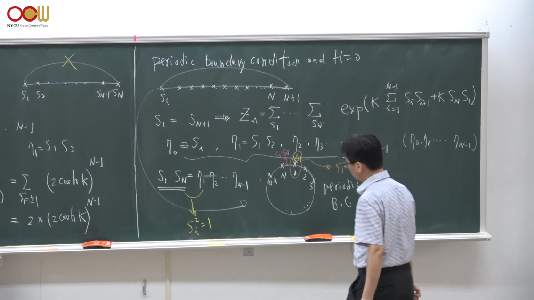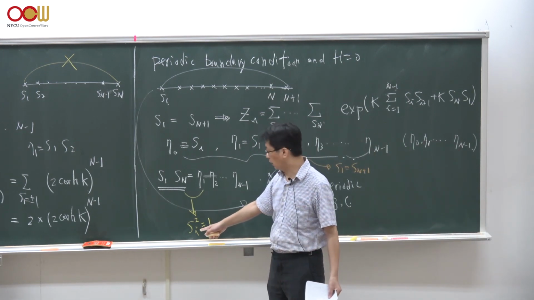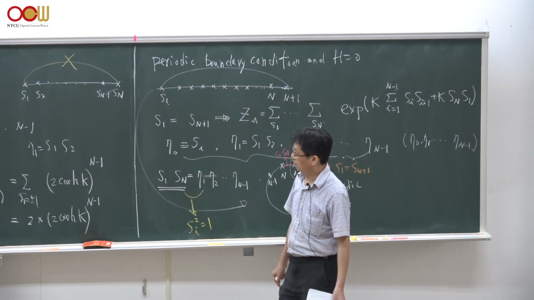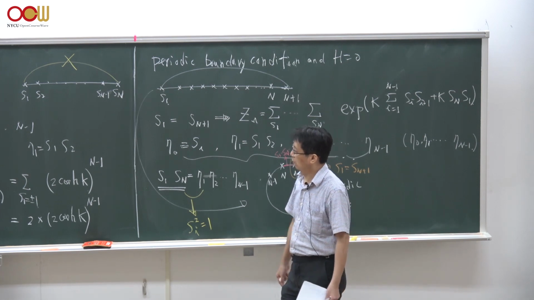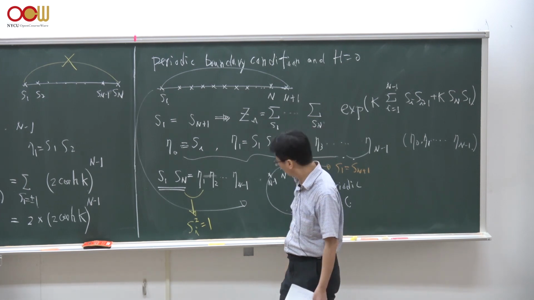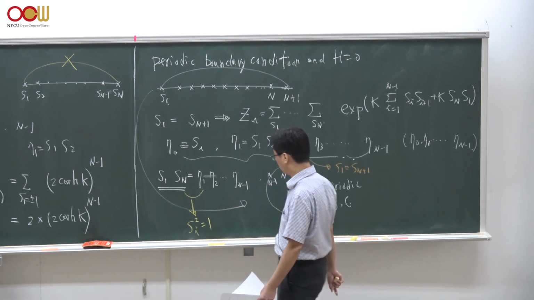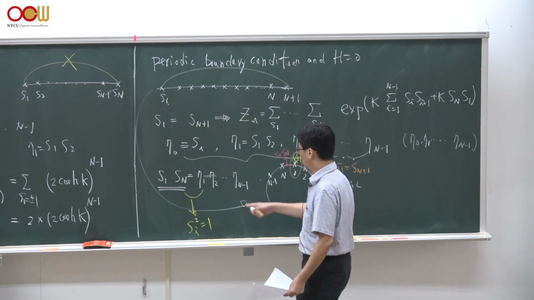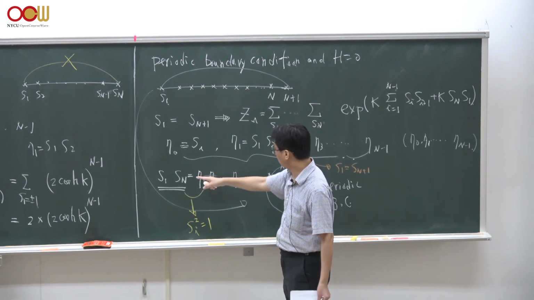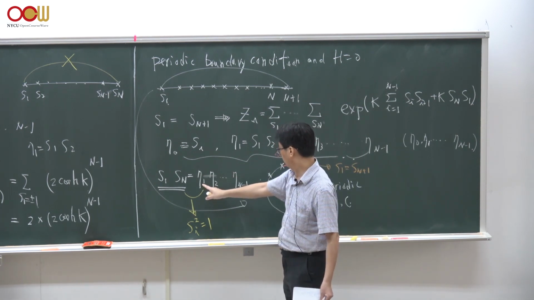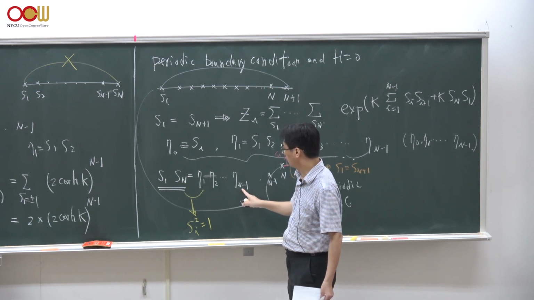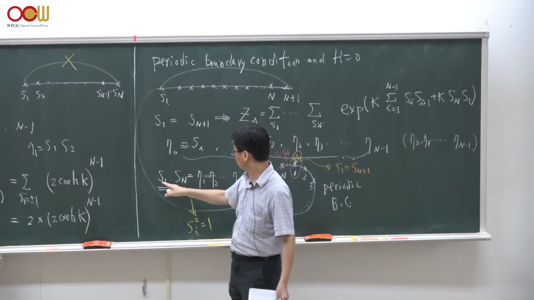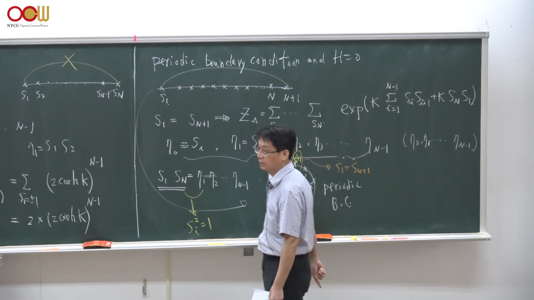If you square this Si on every side, you get 1, because either plus 1 times plus 1 is plus 1, or minus 1 times minus 1 is plus 1. So if you square this Si, you get 1. Using that property, you can show that if you take a product of all these etas ranging from eta 1 to eta n minus 1, you get the same result as taking the product between S1 and Sn.